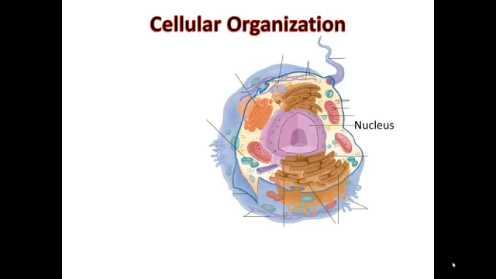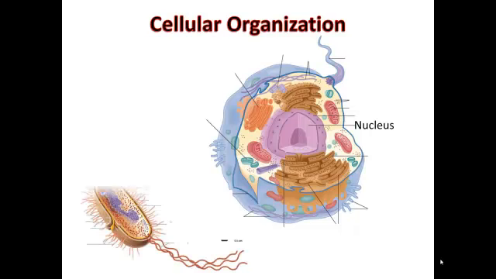Cells that have membrane-enclosed organelles, which are like little organs inside the cell, including a nucleus, are called eukaryotes. This is a diagram of a eukaryotic cell. Cells that don't have membrane-enclosed organelles are called prokaryotes. Now let's talk about the differences between prokaryotic cells and eukaryotic cells. Prokaryotic cells are generally 10 times smaller than eukaryotic cells.